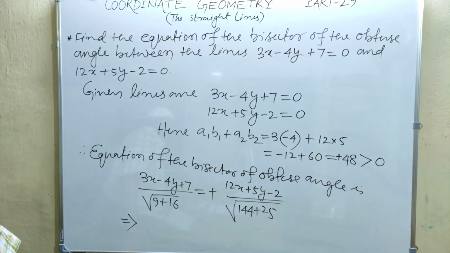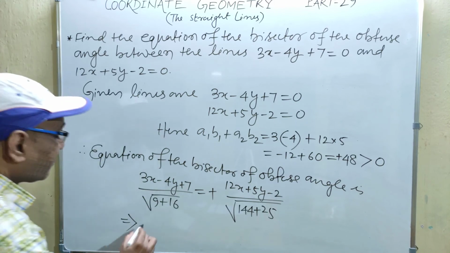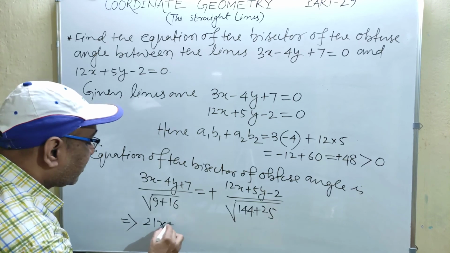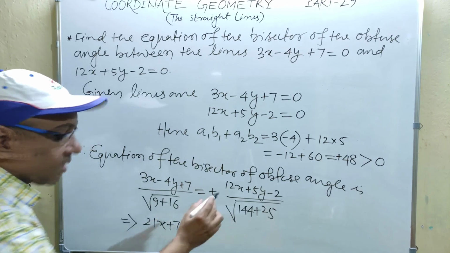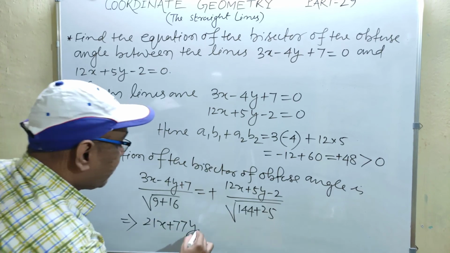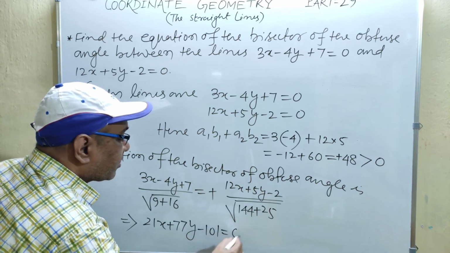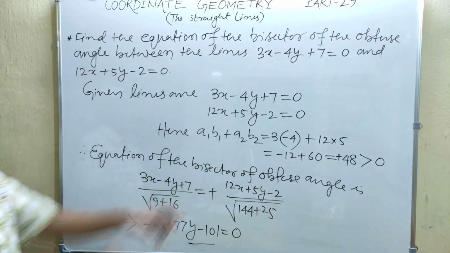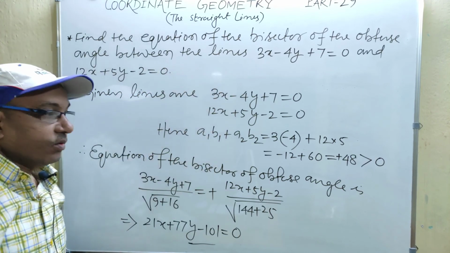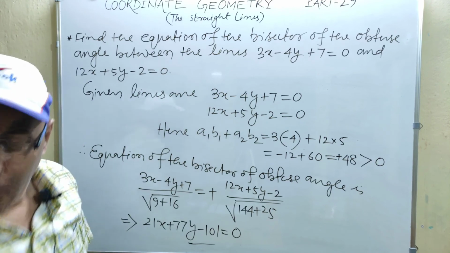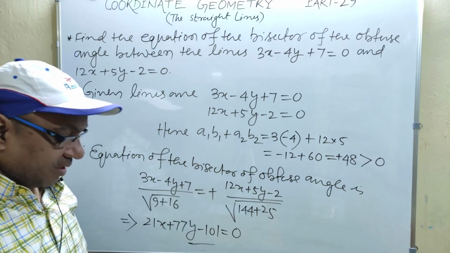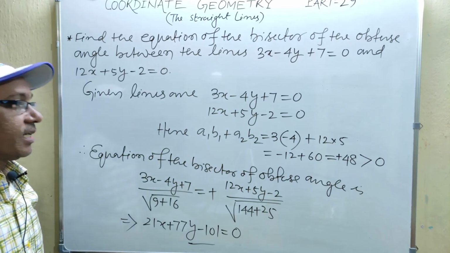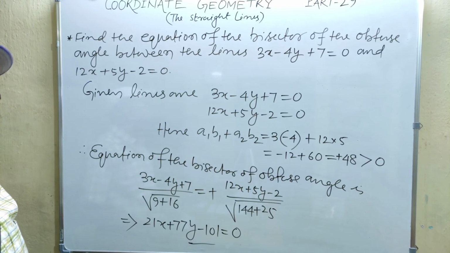The answer will come 21x plus 77y, सिंप्लीफाई कीजिएगा इतना आ जाएगा, minus 101. This will be the required equation of the bisector of the obtuse angle between this line and this. So I hope you have understood how to find the equation of the bisector of the obtuse angle as well as the equation of the bisector of the acute angle between two given lines.